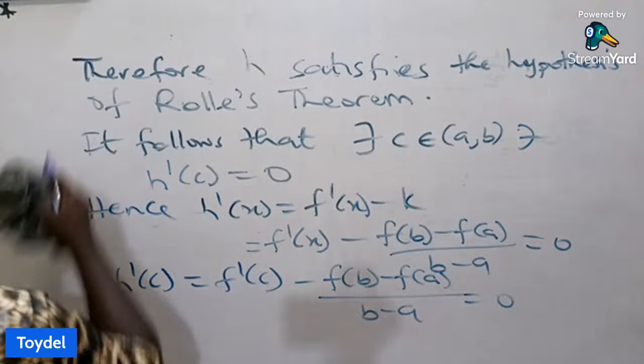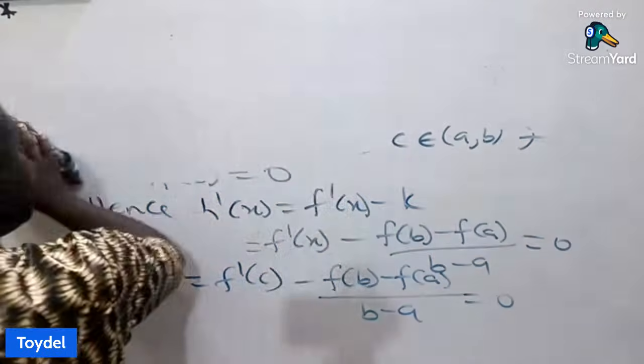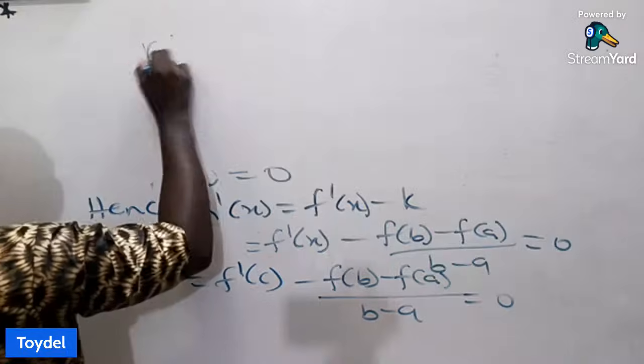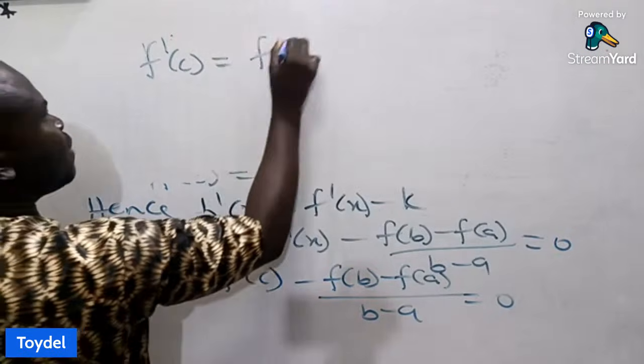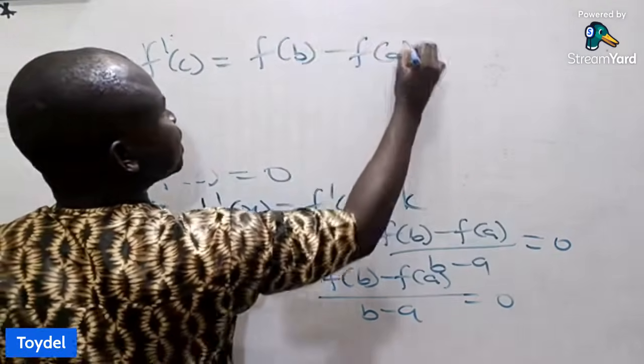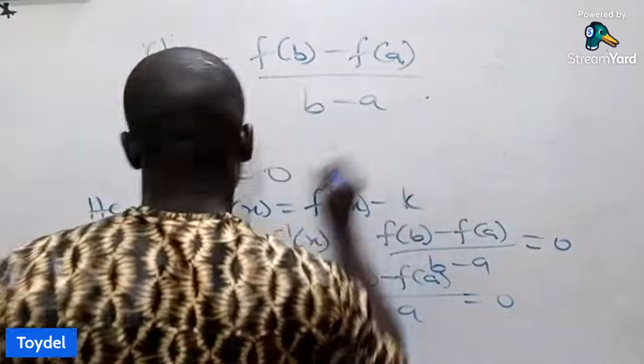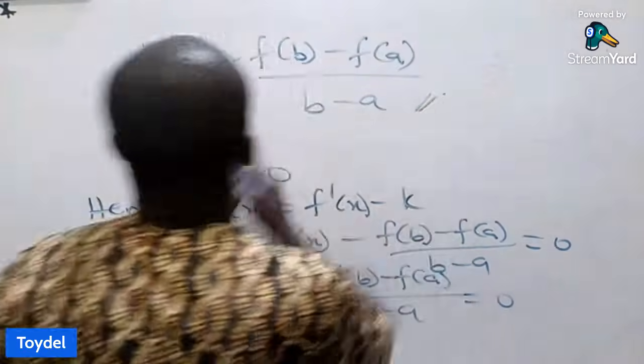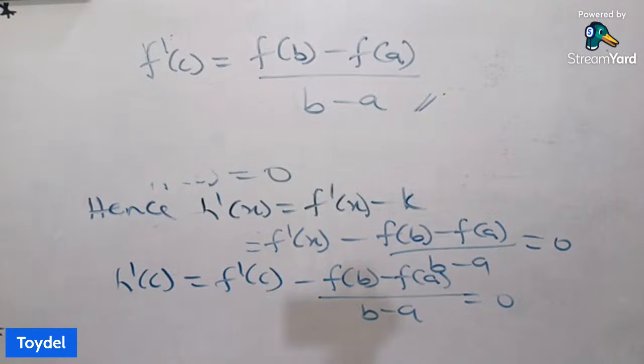If that is the case, then we can transfer this to the other side so that f prime of c is equal to f of b minus f of a all over b minus a. And that is what we are asked to prove. We have to prove the mean value theorem, and that is what we have done.